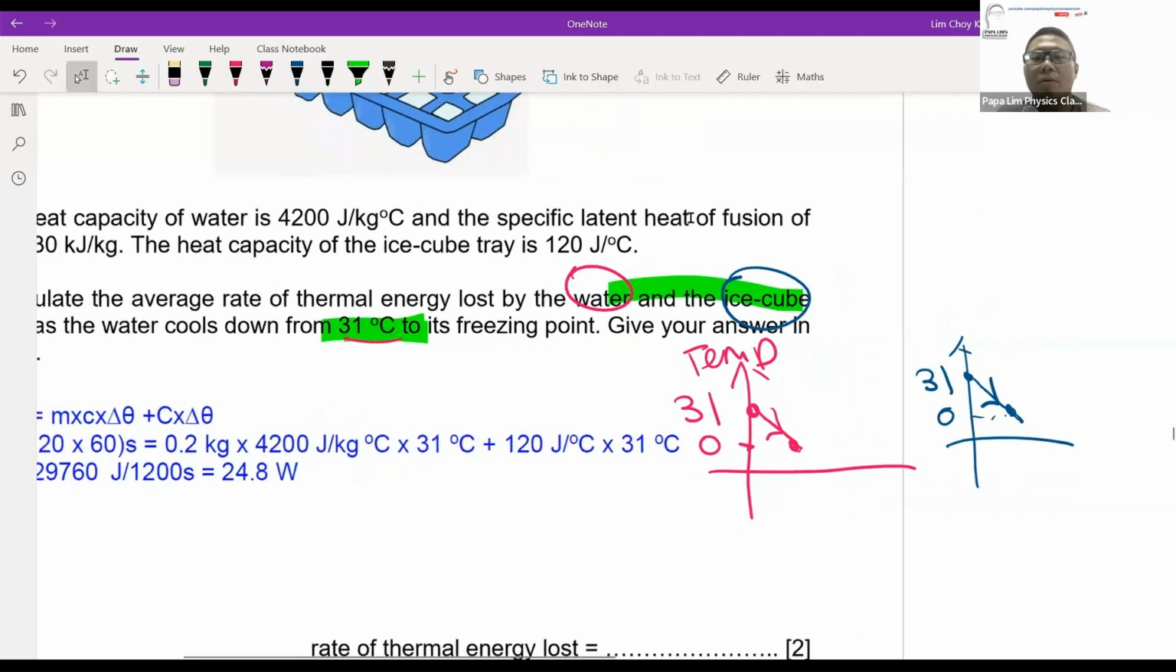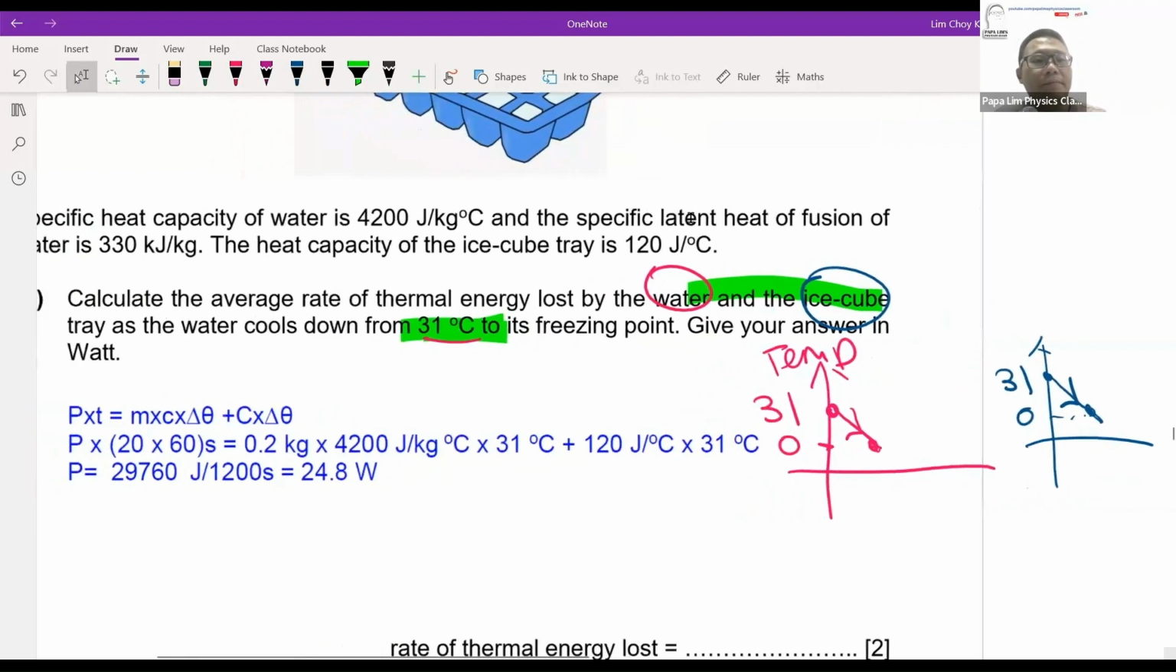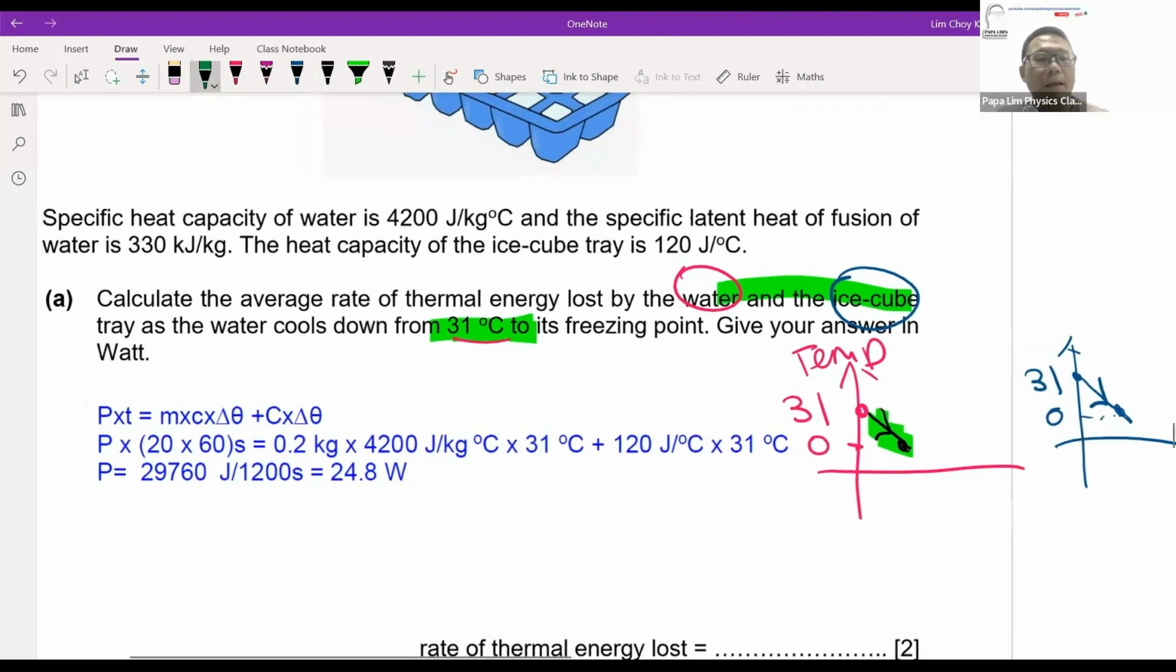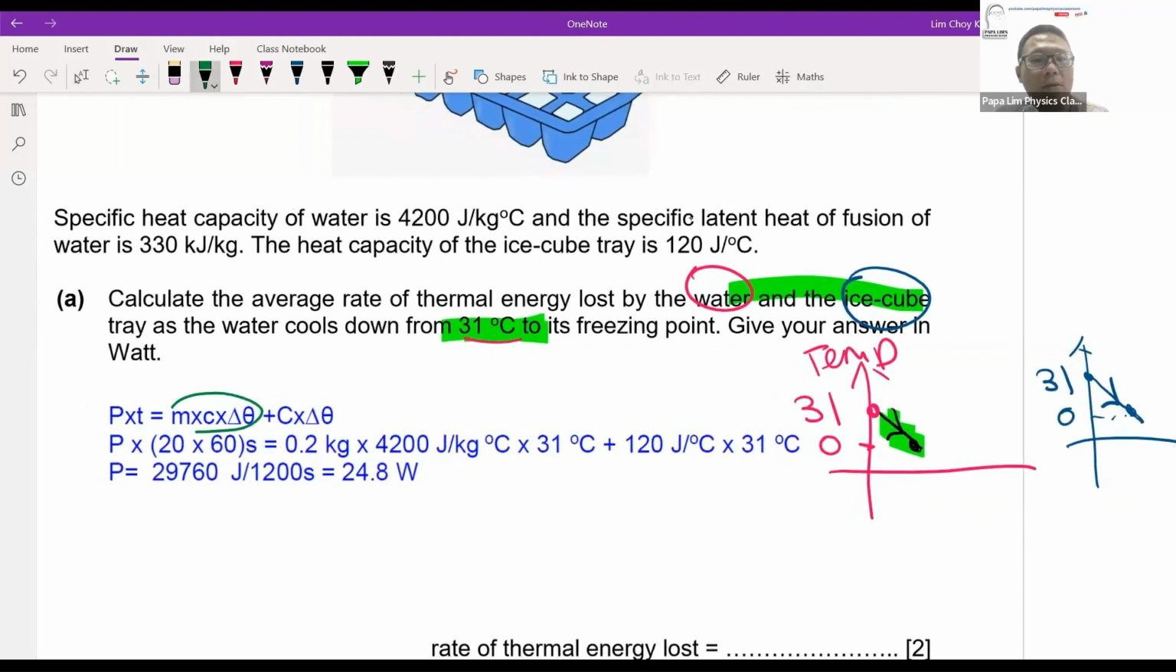So for your water, at 31 to 0 degrees Celsius, we are looking at your cooling phase, which is your mc delta theta. In this case, we are looking at water. So your mass will be the mass of water, which is 0.2 kg. The specific heat capacity will be that of water, which is 4,200 joules per kg per Kelvin. And what's the change in temperature? Remember, you are only looking at the water cooling down to 0 degrees. It has not started freezing, it has only reached its freezing point. So the change in temperature is 31 degrees Celsius minus 0 degrees Celsius.